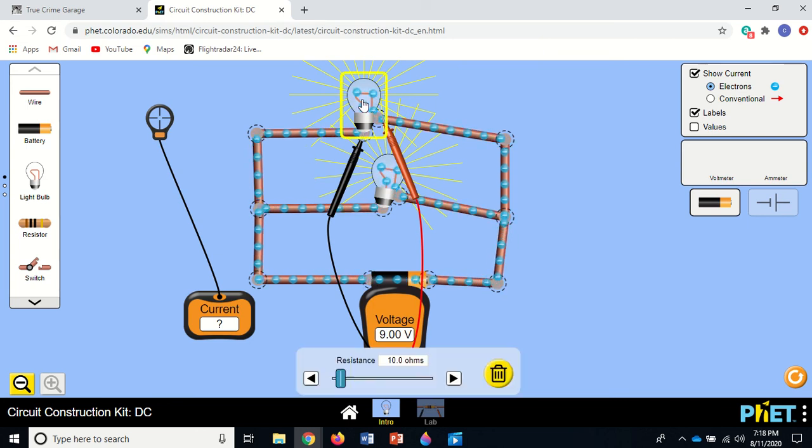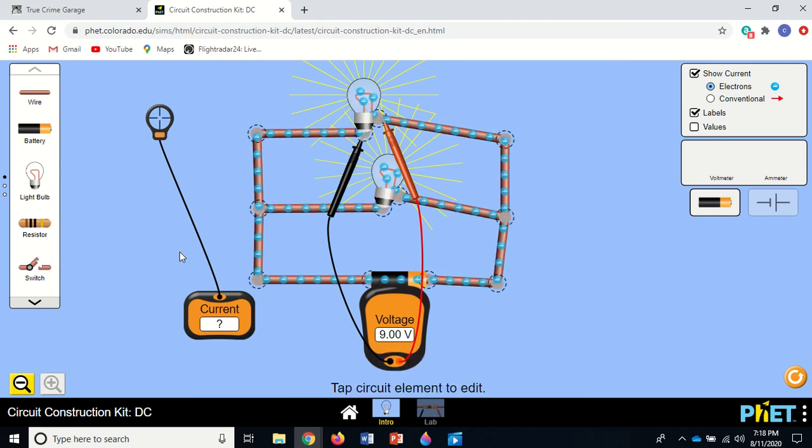Now they're both back to being 10 ohms. I put the 20 ohm one back to 10 ohms. All right, so we have the same voltage. Now what about the current?